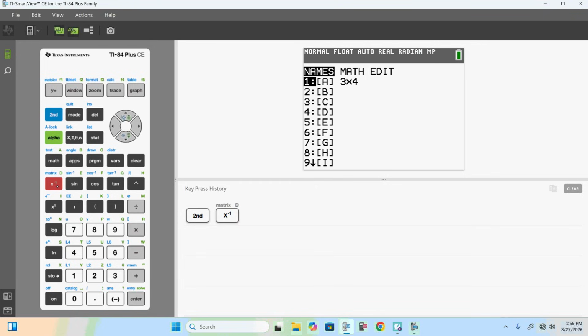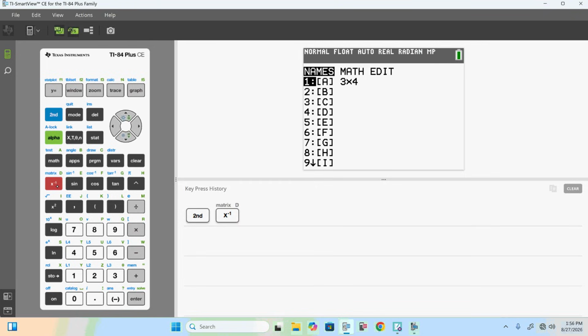Second matrix, second x to the -1. Yep, got it? I will say the same thing twice, because one, I will say what we're doing. So second, and then matrix is what we're activating. Then second x to the -1. The button is actually x to the -1. I will repeat some of those a few times over.